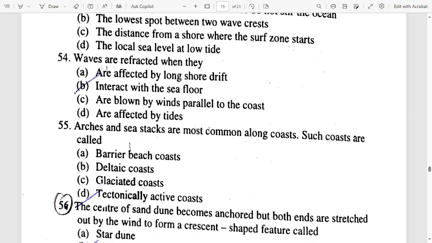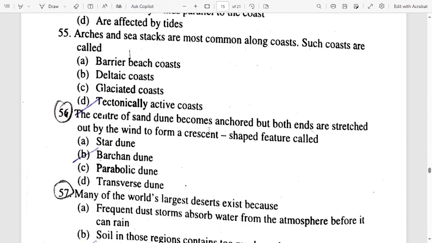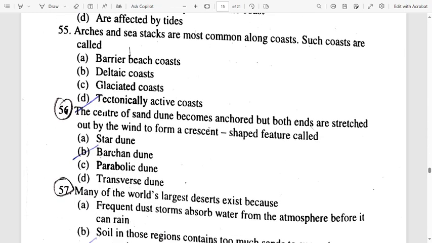Arches and sea stacks are most common along coasts. Such coasts are all tectonically active coasts. The center of sand dunes become anchored, and both ends are stretched out by the wind to form a crescent-shaped feature called a barchan dune.